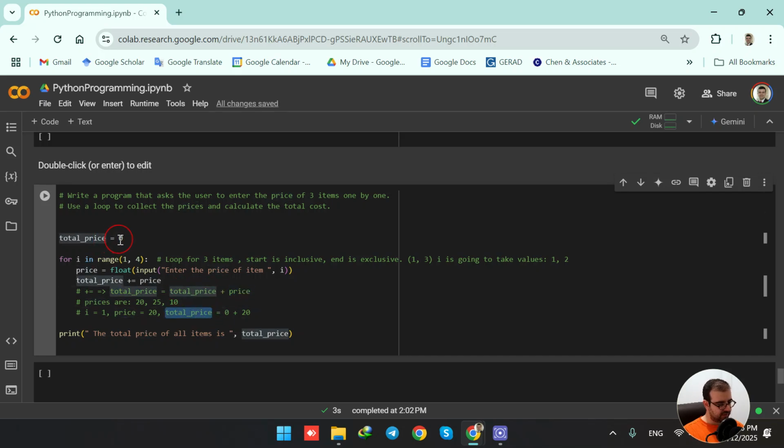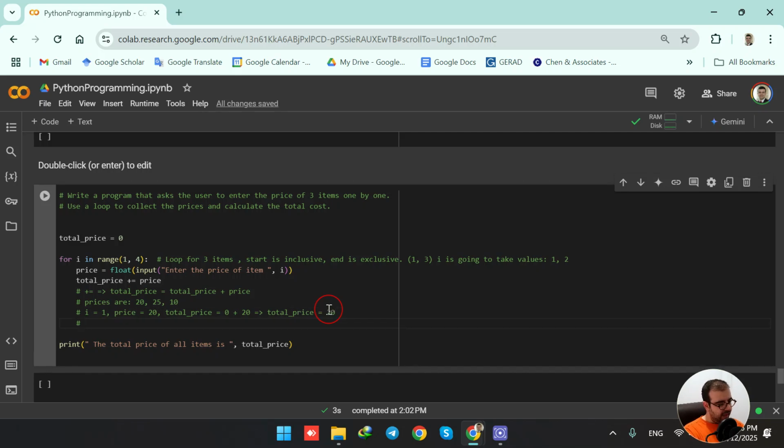So the total price in the first iteration, from before, we know equals 0. And then 20 is the number that we assume the user enters for the first product. So this means that total price equals 20. And in the next iteration, for example, when i equals 2, price equals 25. This is just an assumption.